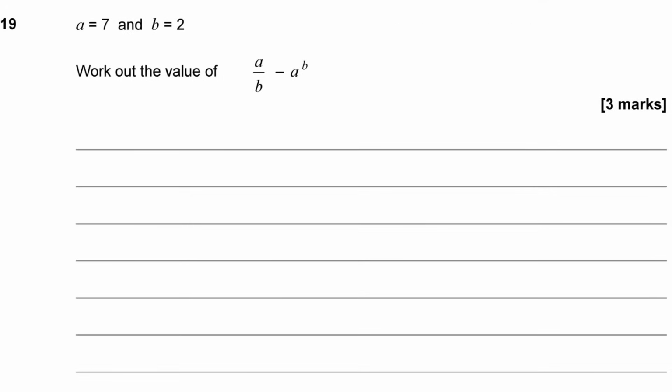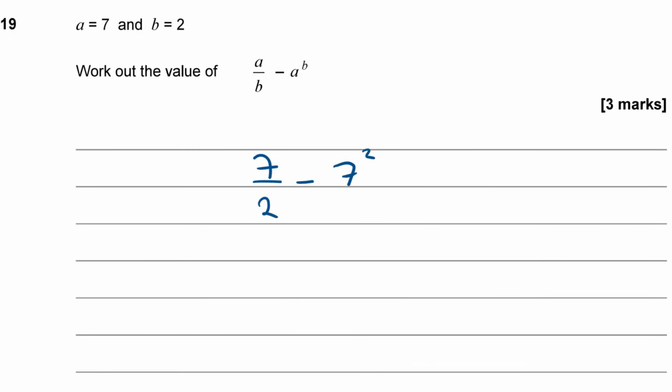Question 19, a equals 7, b is equal to 2. Work out the value of a over b minus a to the power of b. Okay, so we've got some substitution to do here. So a over b is 7 over 2 minus a to the power of b, 7 to the power of 2. Okay, so I've got 7 divided by 2, subtract 7 squared.